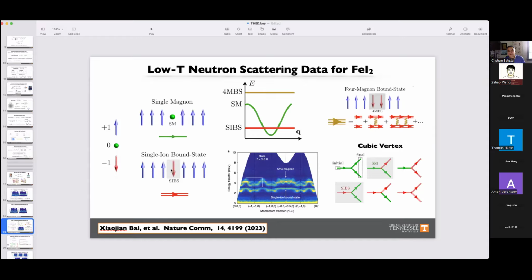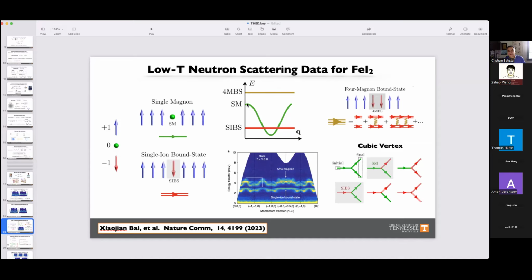And of course, this kind of excitation, which we will call from now on a single ion bound state, has delta Sz equals 2. So in principle, one cannot see it with neutrons. But if the Hamiltonian doesn't conserve the total Sz, in principle they can hybridize and become visible. And that is exactly what happens in this material.